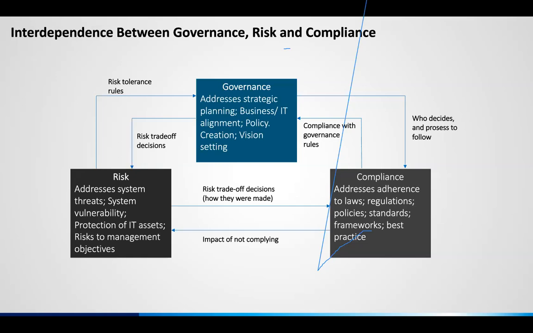So in summary, what then is the interdependence between governance, risk, and compliance? Governance, as you already said, addresses strategic planning, business processes and alignment, policy creation and vision setting. Compliance is adherence to laws, regulations, policies, standards and best practice. Risk addresses system threats, system vulnerabilities, protection of IT assets, risk to management objectives, and so on and so forth. So starting with compliance, compliance makes sure that we are complying with the governance rules that have already been set up here.